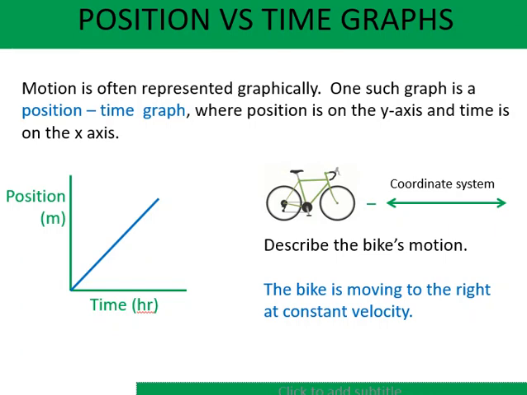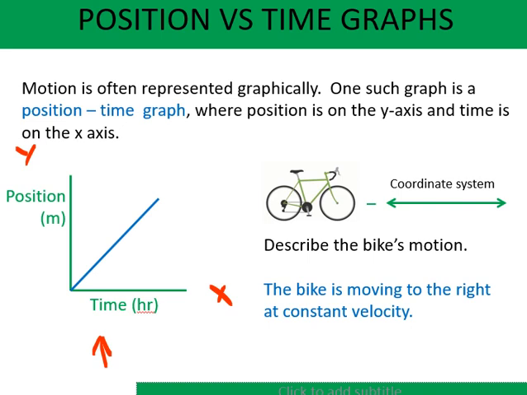So now you understand the difference between the distance and the displacement, and we have to know that the motion can be represented graphically. One such graph is called the position-time graph. Like you see here in the picture, on the x-axis we have the time, and on the y-axis we have the position.